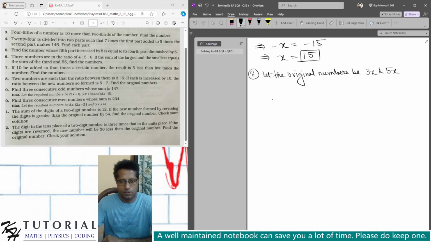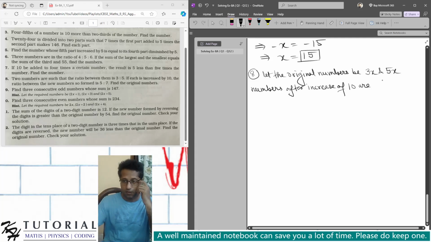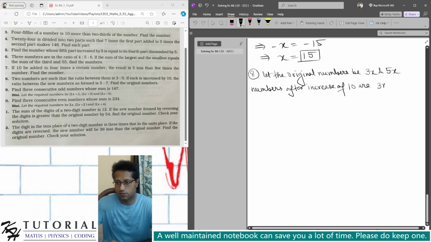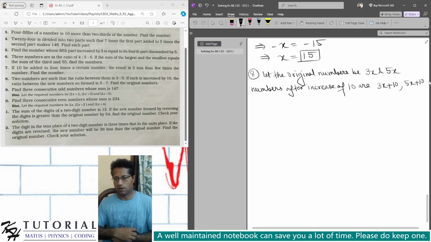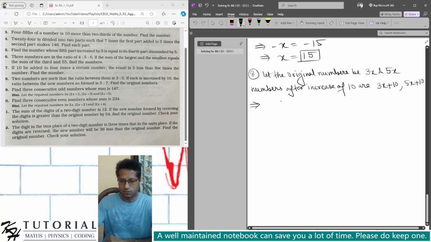Now it is said that if each is increased by 10, the numbers after the increase will be 3x plus 10 and 5x plus 10. So these are the new numbers that are formed after the original numbers are increased by 10. And then it is said that the ratio between the new numbers so formed is 5:7. So now we can formulate the equation.